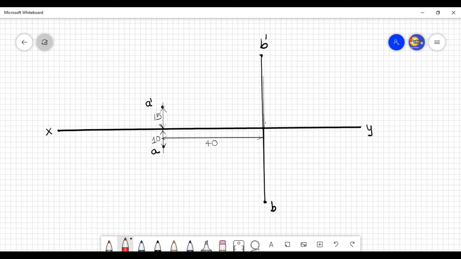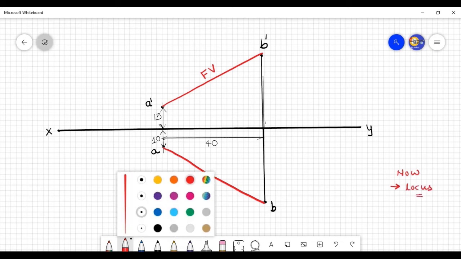Once we have this B dash and B, we already have A dash and A. So simply you can join them this way. This A dash B dash will be the front view projection, and this AB will be the top view projection for the given problem. So now this is very clear. We got the front view and top view projections. Now we need to find the true length.